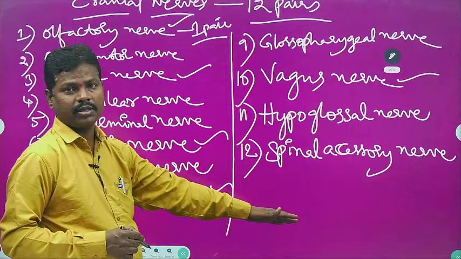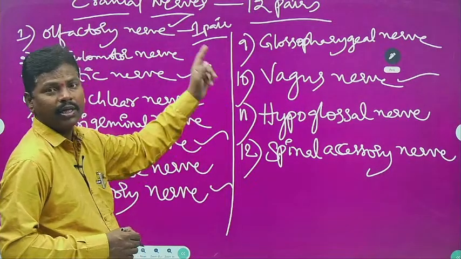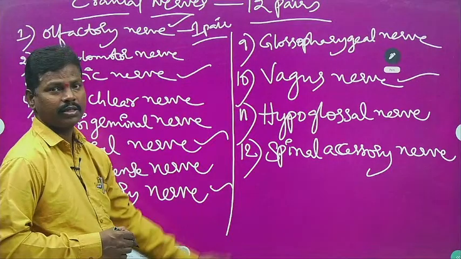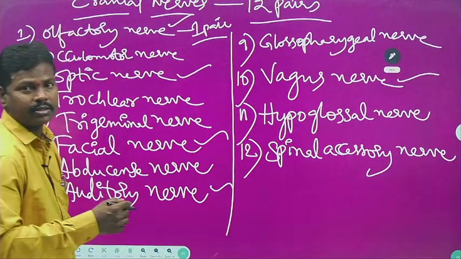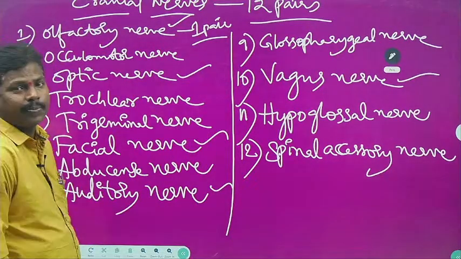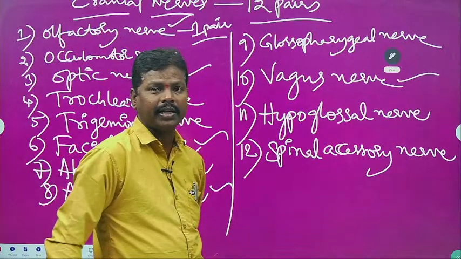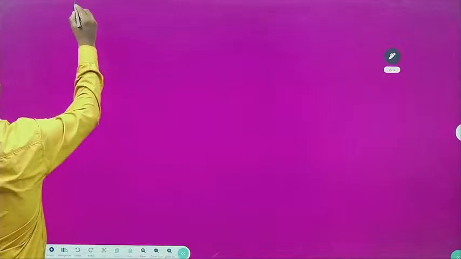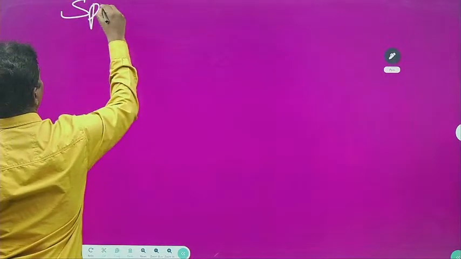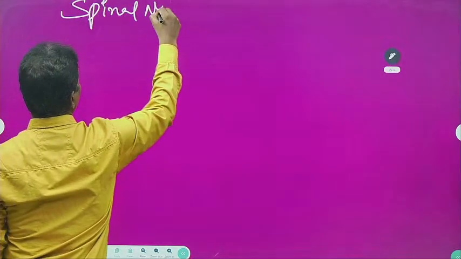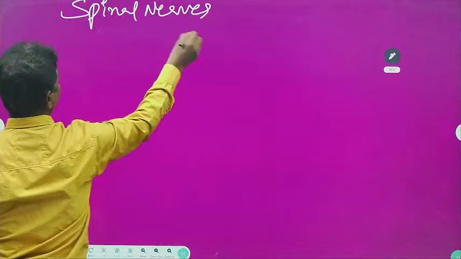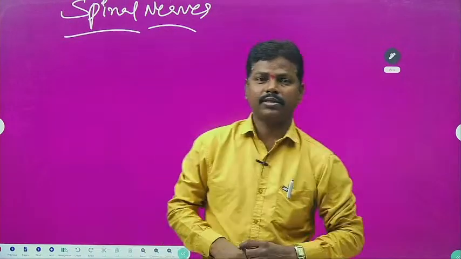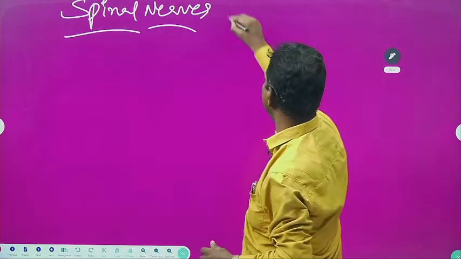Okay children, now these are 12 pairs of cranial nerves in the peripheral system. The first one is cranial nerves, there are 12 pairs. Next we see the spinal nerves. In total, the spinal nerves are 31 pairs.